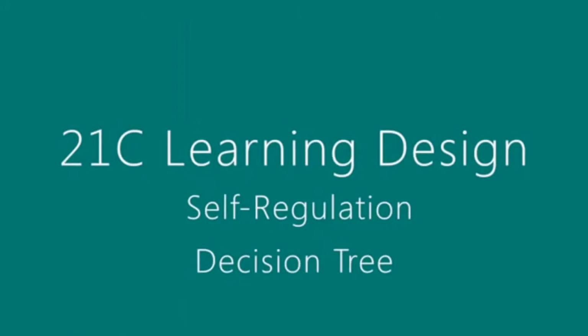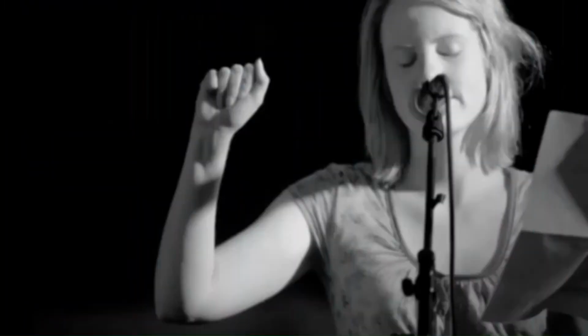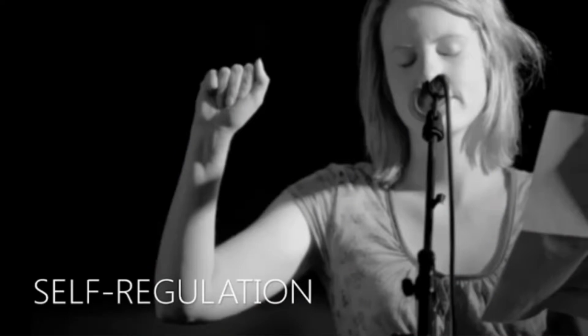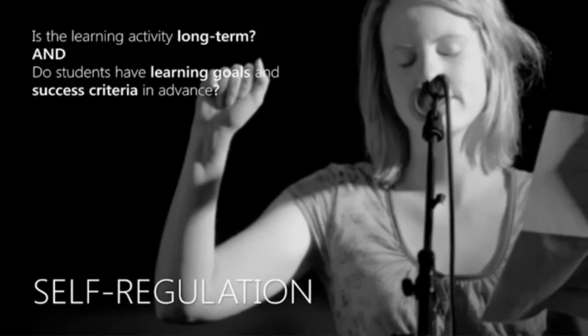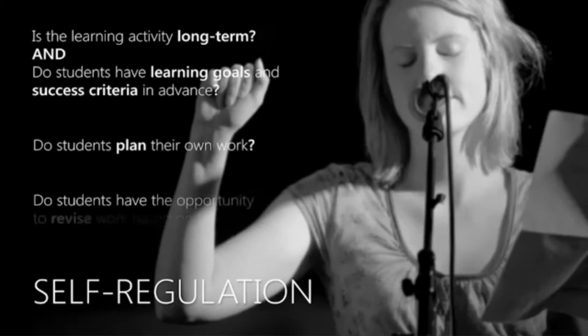We can capture the big ideas of self-regulation by using a decision tree. A decision tree is a visual way of representing the big ideas in self-regulation. It is designed as a number of questions, each of which corresponds to a big idea. As you can see, there are 3 questions in the self-regulation decision tree.